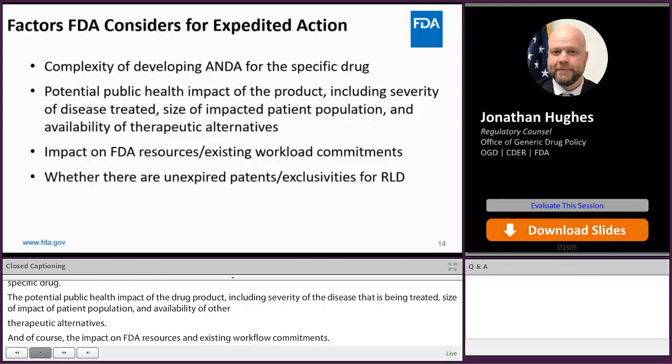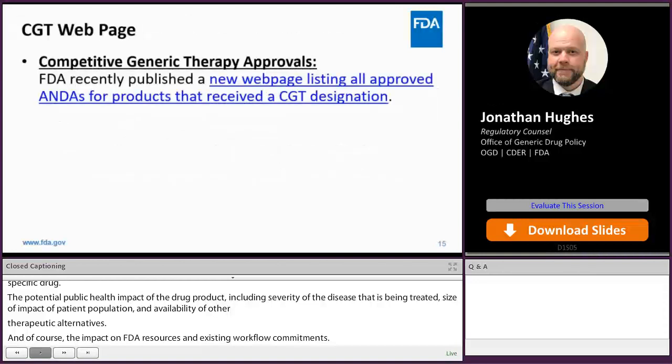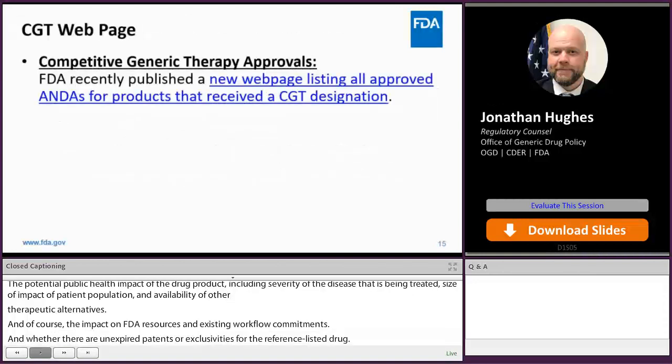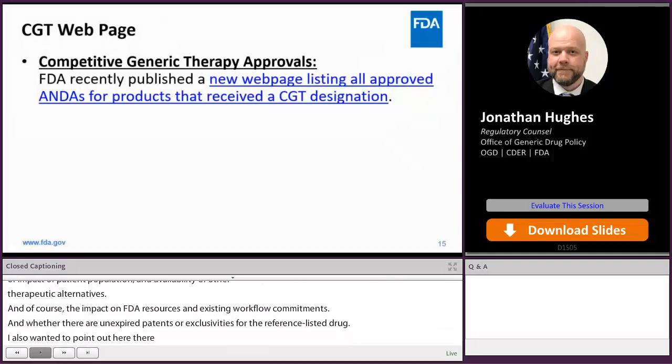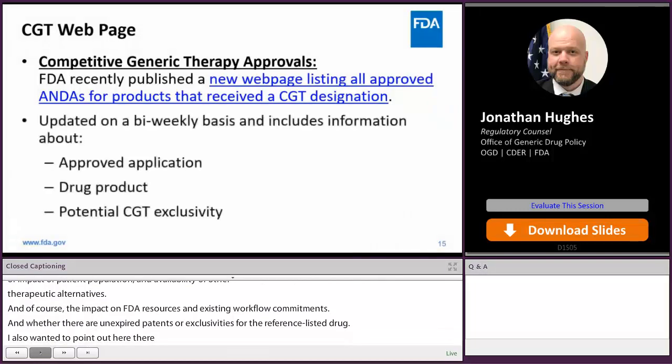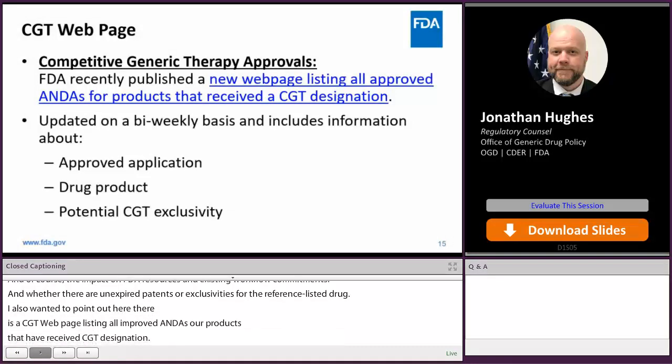I also wanted to point out here that there's a CGT webpage listing all approved ANDAs for products that have received a CGT designation. It's updated on a bi-weekly basis. It includes information about approved applications, what drug products, and potential CGT exclusivity.